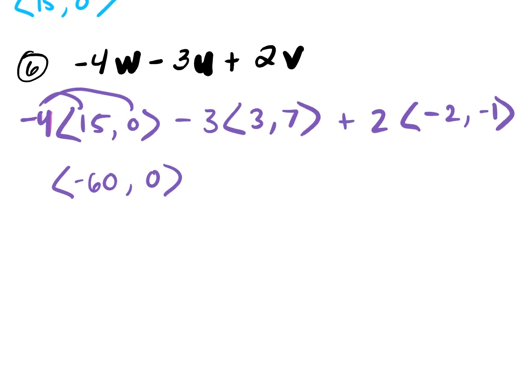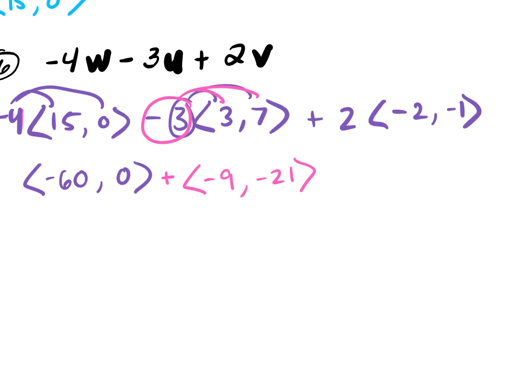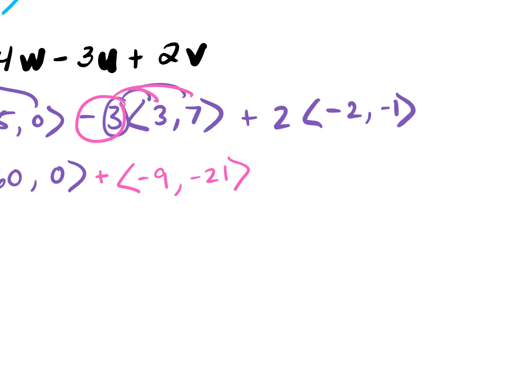Here, you can distribute the 3, and then you'd be subtracting. Or if you wanted to, you could distribute the -3, and then you'd be adding. So you could do it either way. I'm going to distribute the -3 and change it to addition. So if I distribute the -3, this would be -9 and -21. And then I just changed my sign to adding. And then here I'm going to distribute the 2. So plus -4, -2.